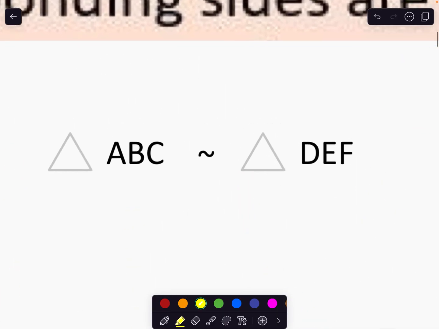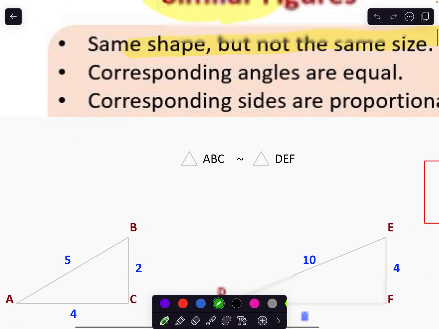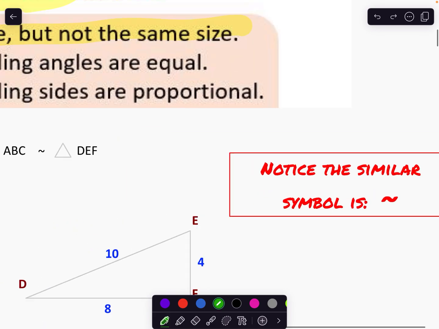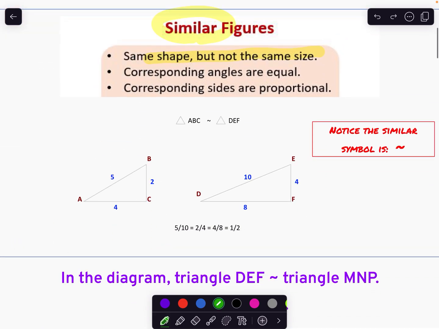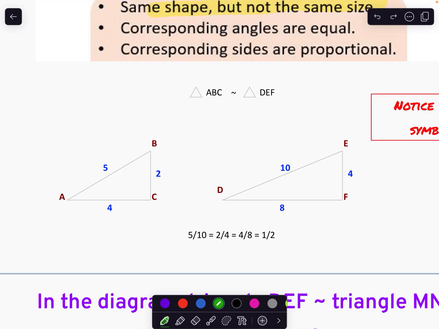So what we can say when two figures are similar is we can say they are similar to each other using this symbol there, like the little squiggly. Notice that the similar symbol is that. When you see that between two things, it means that they are similar. So they're the same shape, just different sizes. Okay? So when you look down here, if triangle ABC is similar to triangle DEF, that means we can match up these sides, right?